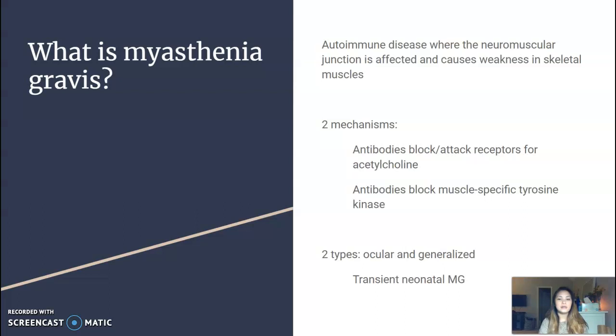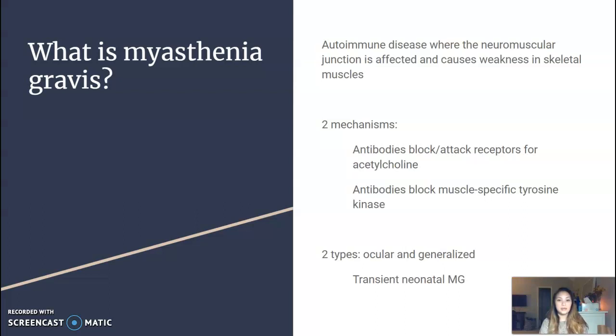The first mechanism is that antibodies will block and attack the receptors for acetylcholine, and the second mechanism is antibodies will block and attack the muscle-specific tyrosine kinase or MuSK receptors. There are two types of myasthenia gravis, which is ocular and generalized. As you could probably guess, ocular myasthenia gravis deals with eye muscle weakness and facial weakness, whereas generalized myasthenia gravis has to do with weakness in the extremities such as arms and legs.